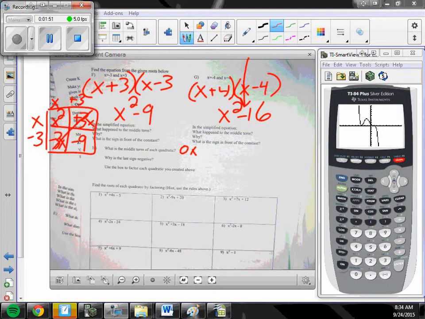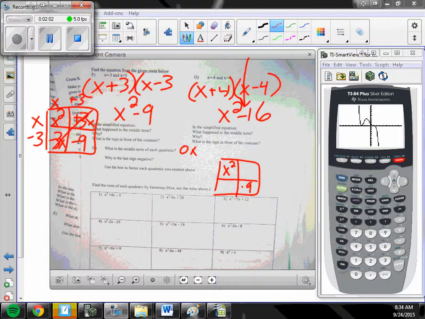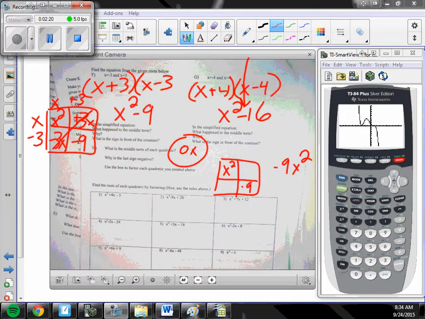So we're going to use the box to factor each quadratic you created above. So I'm going to start with x squared minus 9. So I put x squared here and negative 9 there. What's the next step? Multiply them together. X squared and negative 9 make negative 9x squared. So I'm looking for the factors of negative 9x squared that add to be what? 0x. Are there factors of negative 9 that add to be 0? 3 and negative 3.